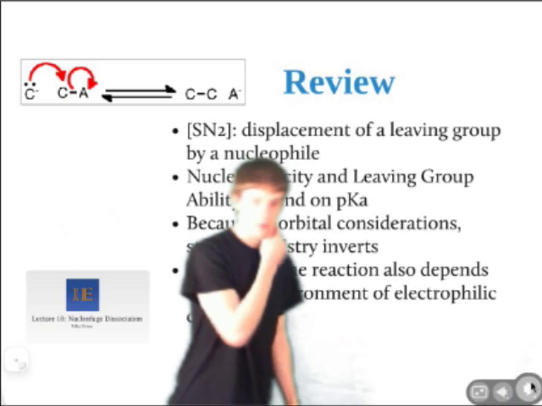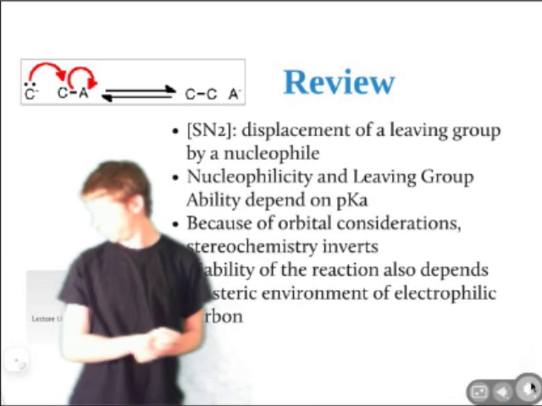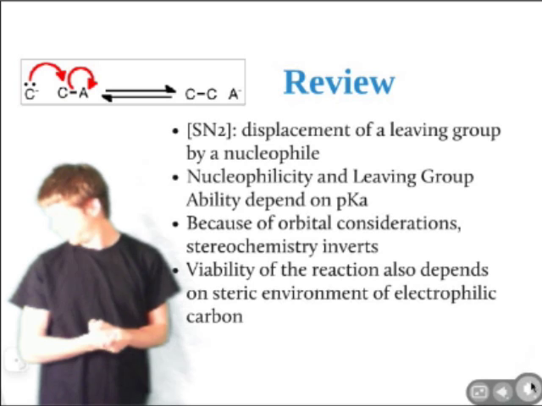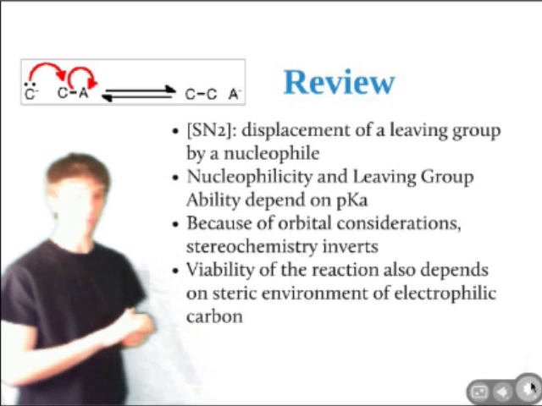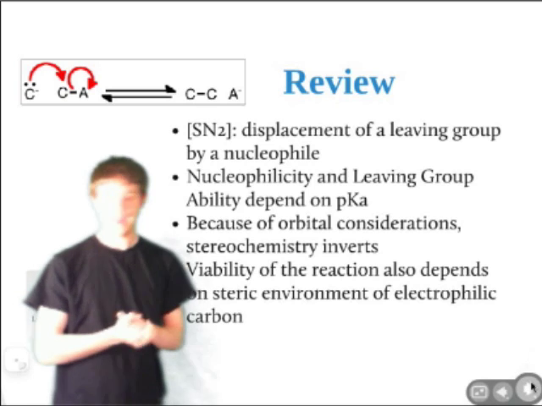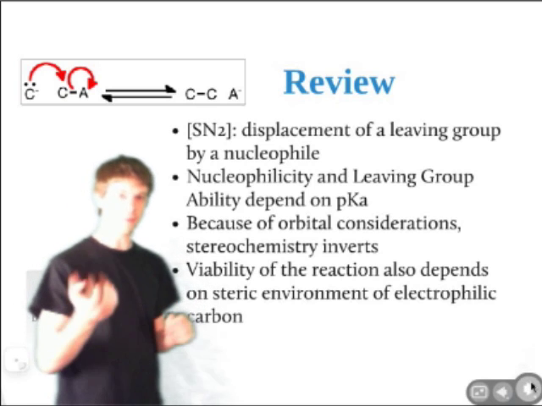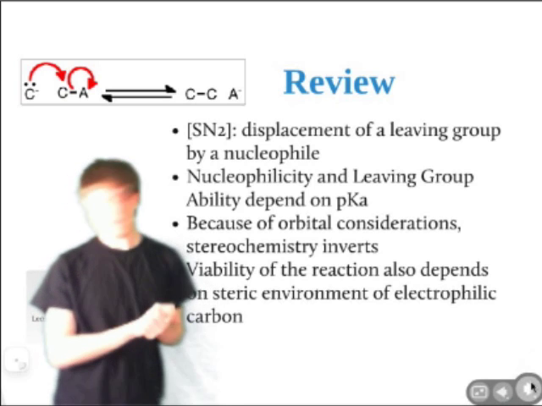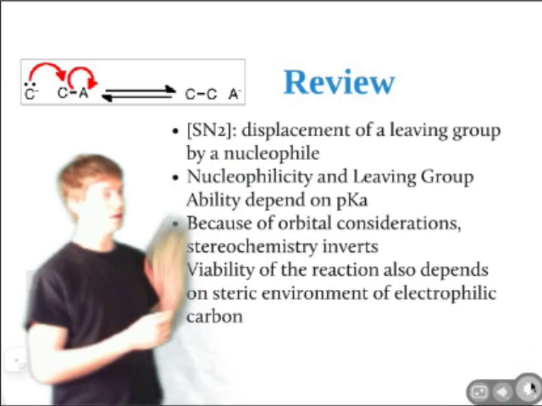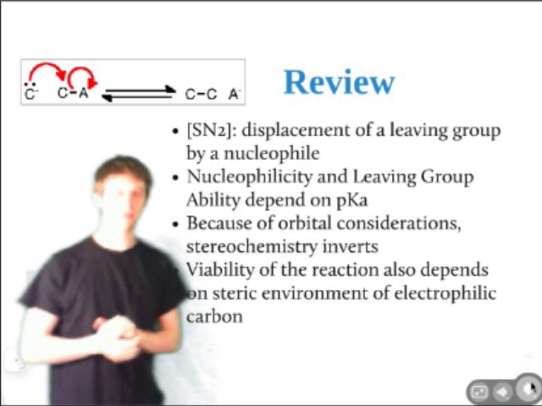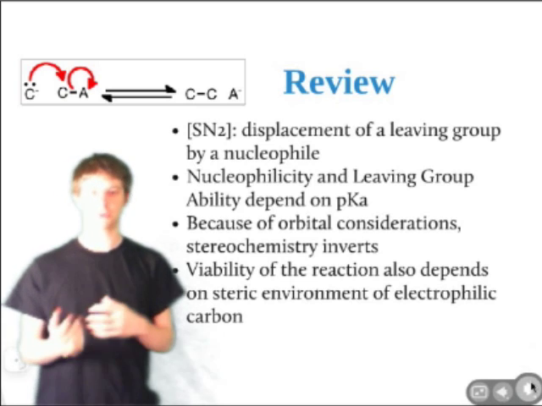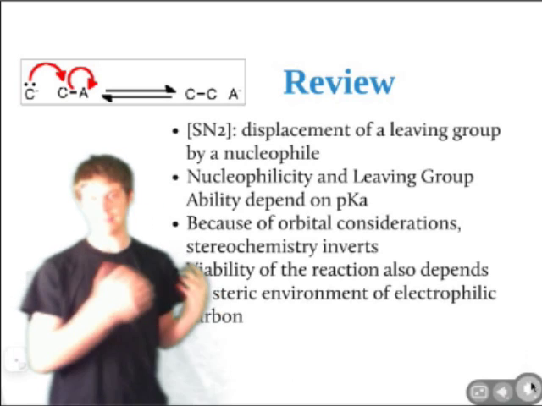Now, just to review a little bit about what we talked about with the SN2 reaction, remember that it's displacement of a leaving group by a nucleophile. So a nucleophile will come in and attack an electrophilic carbon, as you see in the diagram above my head here, and a group called a leaving group will take a pair of electrons along with it and leave as an anion. So in this diagram, you can see that the carbon-carbon bond has been formed by the attack of a nucleophilic or electron-donating carbon on an electrophilic carbon, and a leaving group has taken a pair of electrons and left with those electrons.